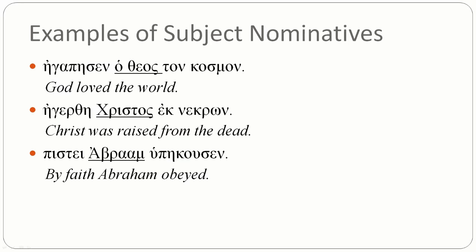And then the last one, pistei Abraham hupekousen. By faith, Abraham obeyed. Abraham is the one who is doing the obeying. Okay, so simple stuff, right? Nominative is the subject. Nominative is the one that's doing the action or is the subject of the action.